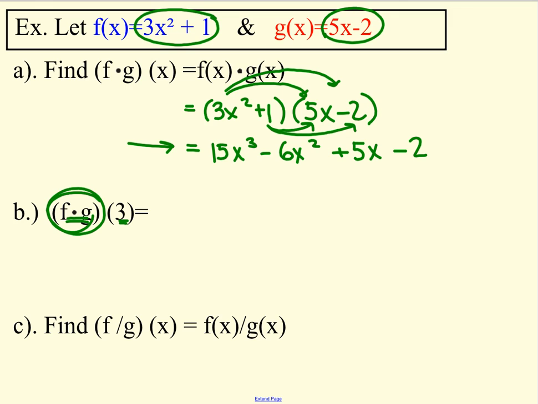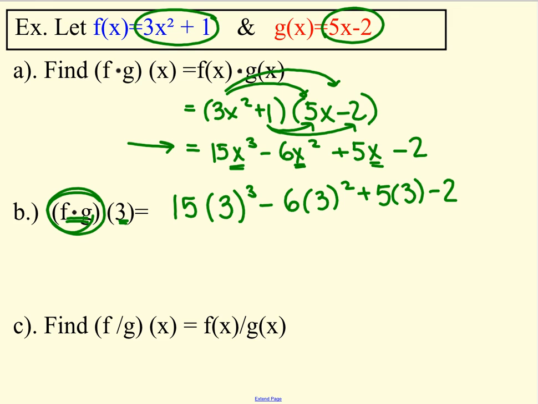So wherever there's an x, we're going to replace it with 3. So here is going to be a 3, there will be a 3, and there will be a 3. All right, so let's evaluate. 15 times the quantity 3 cubed minus 6 times the quantity 3 squared plus 5 times 3 minus 2. Again, we're just evaluating that part A function for 3.